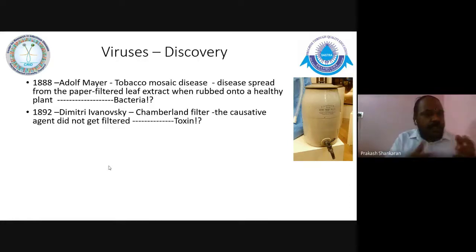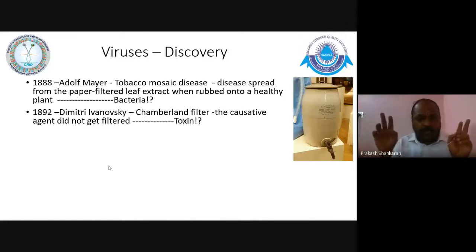Within a few years, his contemporary, a Russian scientist called Dmitri Ivanovsky, used a Chamberland filter. Chamberland is a scientist who developed this filter. It's made up of porcelain. The pores are very fine, so they can filter all the bacteria known at the time. So what Ivanovsky tried was, if it is a bacteria, then filtering through this Chamberland filter, you could isolate it and grow it. But again, he failed. He couldn't get anything that causes the disease in the filter.